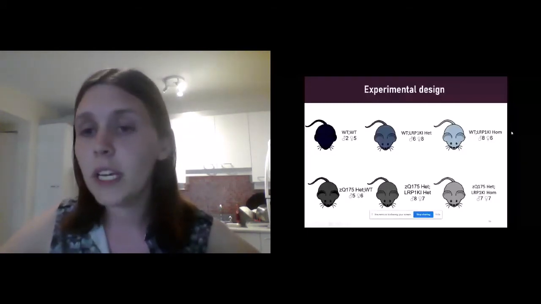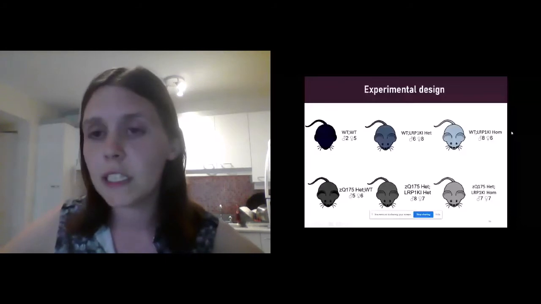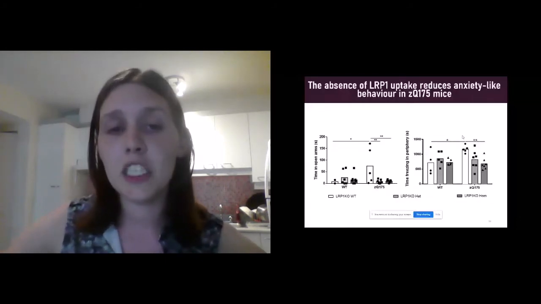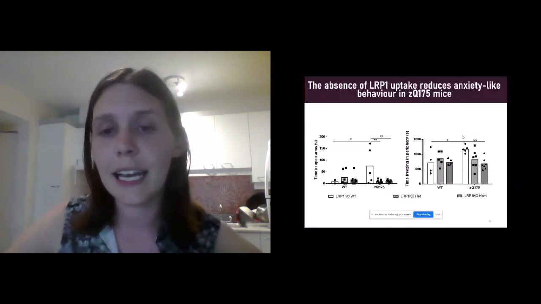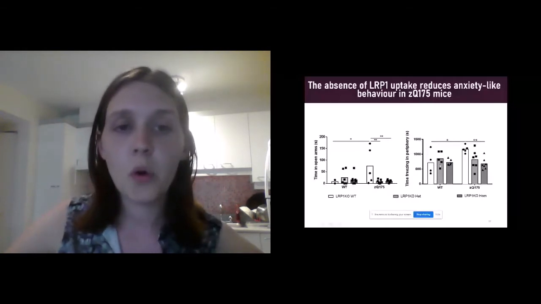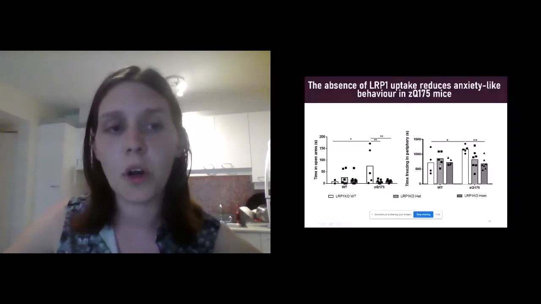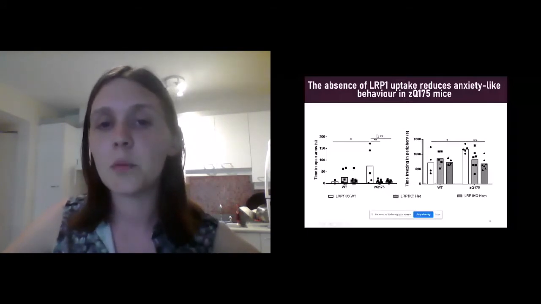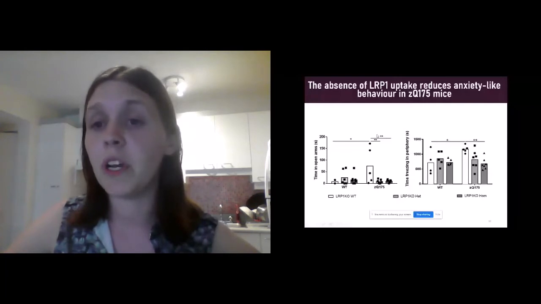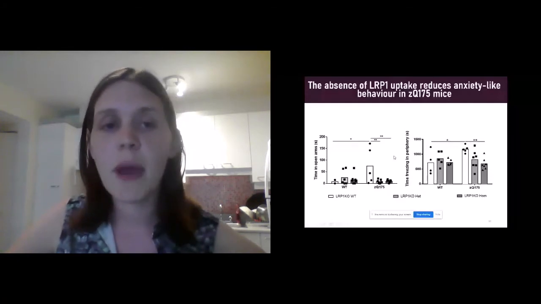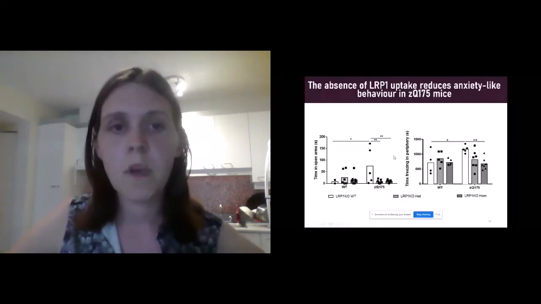So this is only at 3 months, which is before onset of motor symptoms in Huntington's disease mice. But already at that age, we can see a modification in anxiety-like behaviors in both the changes in the amount of time spent in the open arms of the elevated plus maze, as well as time spent freezing in the periphery of the open field, which suggests that LRP1 may be involved in some aspects of disease progression.